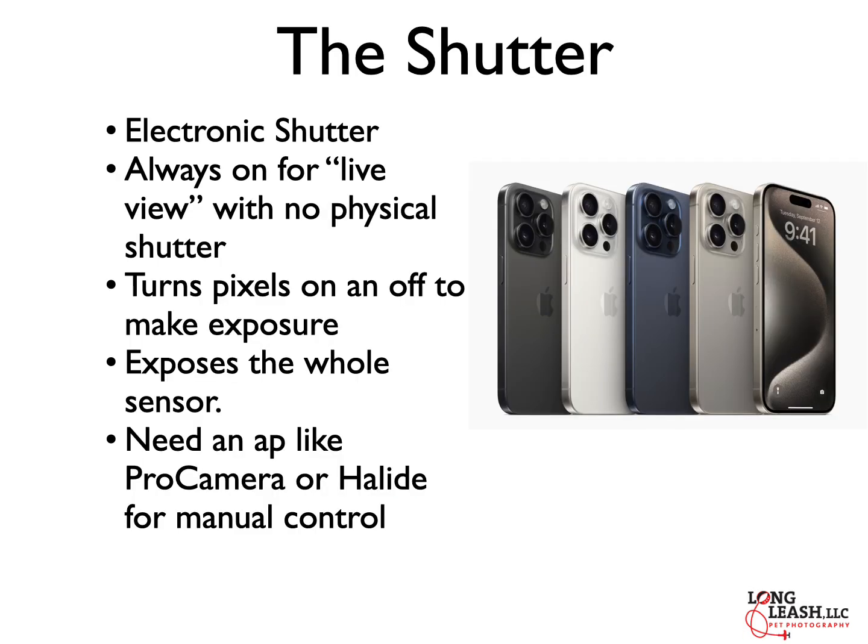Of course, modern cameras, digital, and your phones have electronic shutters. They're always live view in your phone, and it turns the pixels on and off to make an exposure, exposing the whole sensor. If you want to be able to control it in your phone, you need to get a special app like Pro Camera or Halide to do manual control.